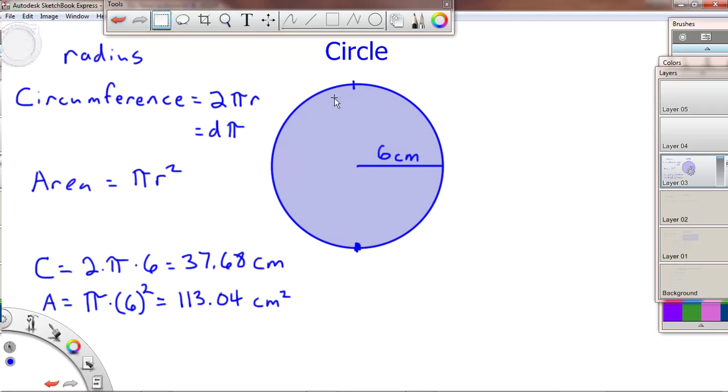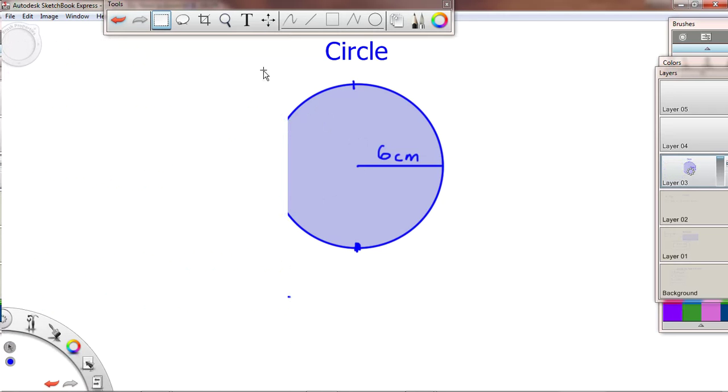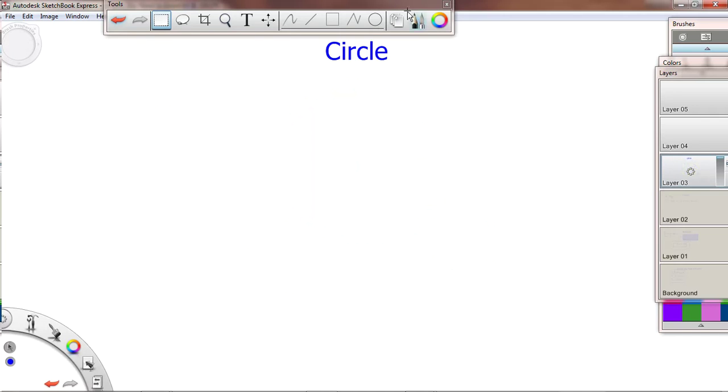Okay, let's go ahead and do another example here. I have to get rid of this. Delete all this and delete all this. Let's draw another circle really quickly.